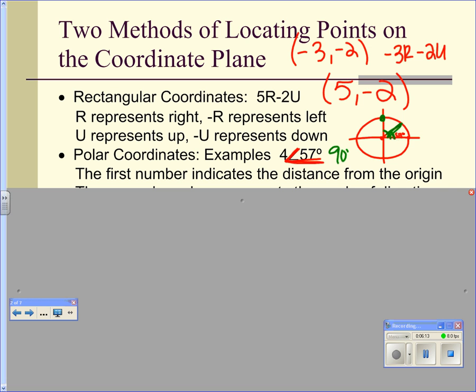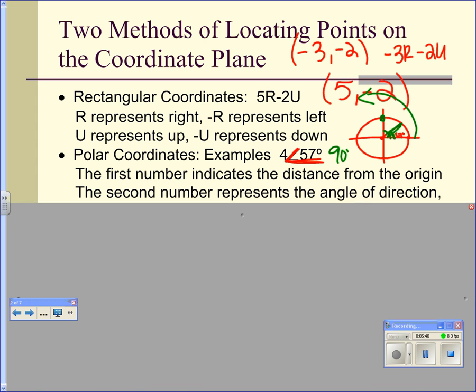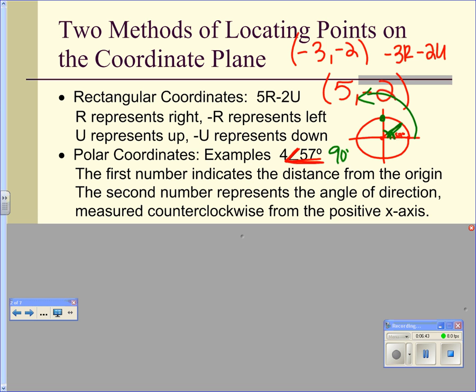You're not going to have to draw them. It's just an estimate. You won't be using those, but it'd be like measuring the angle. Is that clockwise? No, counterclockwise. So I start here and go up. You always start over here and you go that way. The second number represents the angle of direction. You measure it counterclockwise from the positive x-axis.